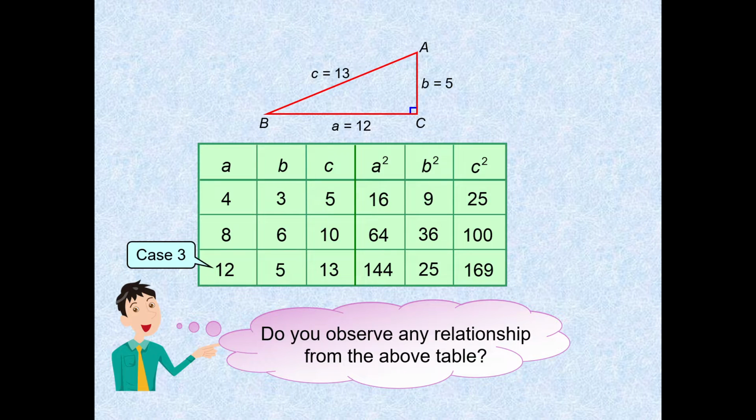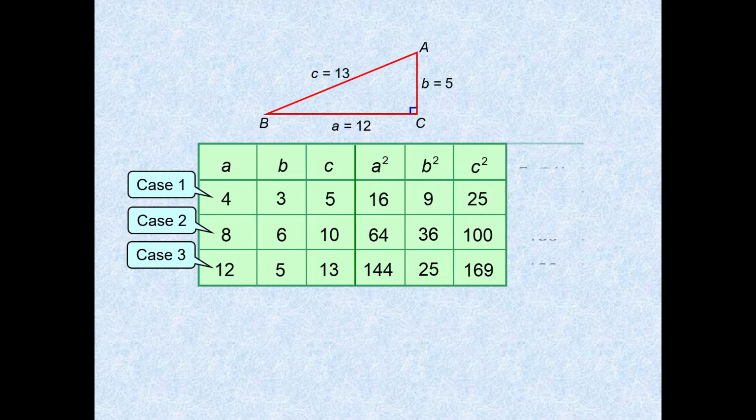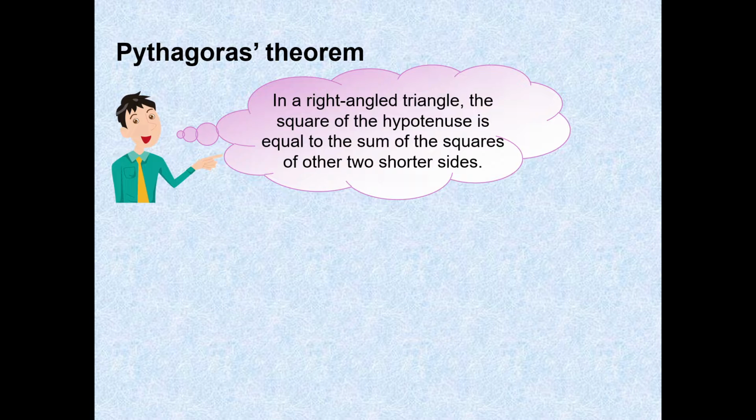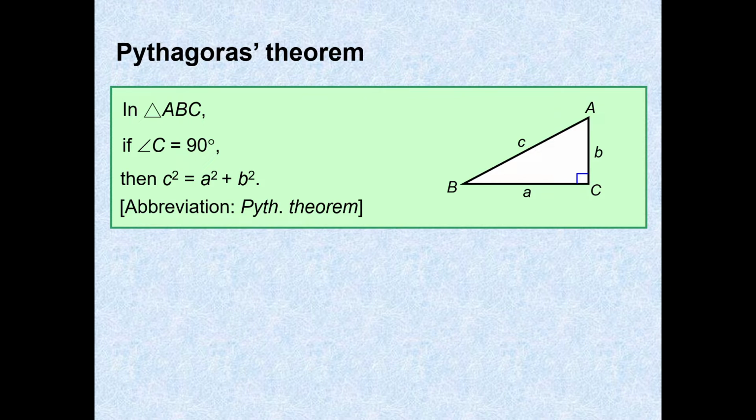Now let's look at the table. Can you observe the relationship between the A square, B square, and C square? Yes, now we can sum up the A square and B square, and you can find that it is equivalent to the C square, right? So it holds in all three cases. So this is our Pythagoras theorem: the square of the hypotenuse, which is the longest one, is equal to the sum of the squares of the other two shorter sides.